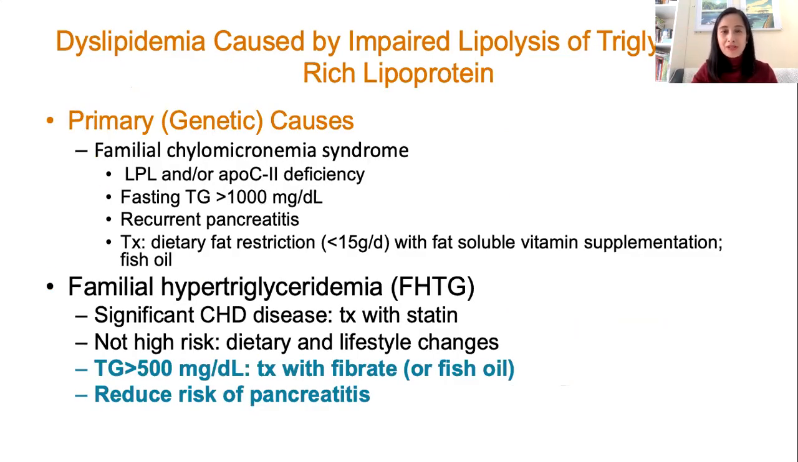The less common causes of this type of dyslipidemia are your genetic causes like your familial chylomicron syndrome, your familial hypertriglyceridemia. Although familial hypertriglyceridemia is relatively more common among Filipinos. And this can cause significant coronary heart disease and usually treated with statins. If the patient is not high risk, meaning the patient doesn't have history of MI, stroke, no history of diabetes, you can actually treat with dietary and lifestyle changes alone.